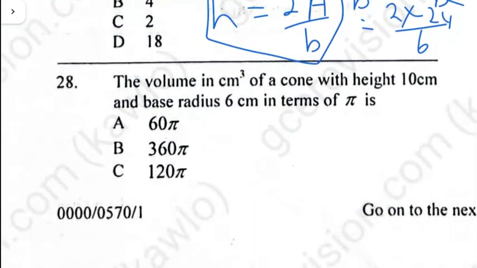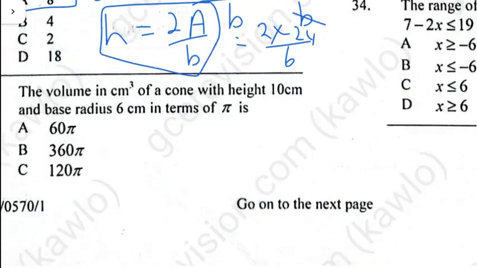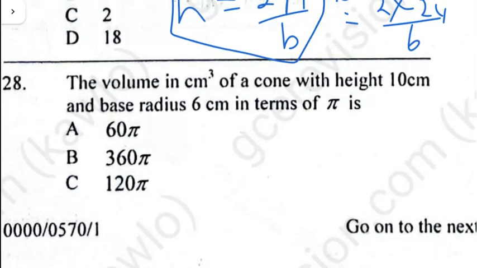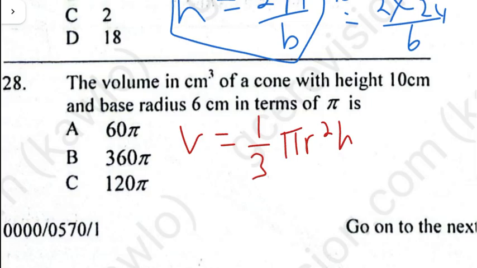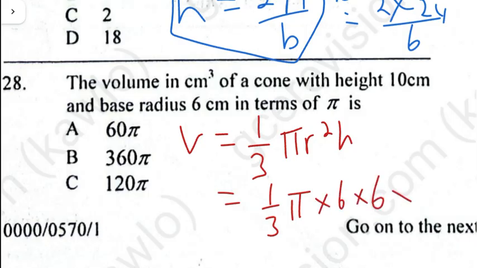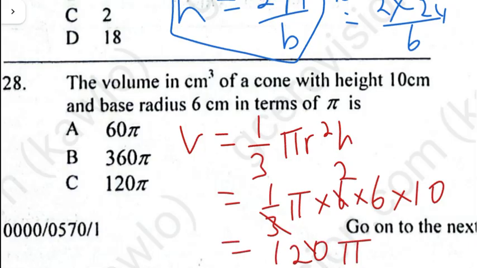Question 28. The volume of a cone with height 10 centimeters and base radius 6 centimeters, in terms of pi, is... So how do we get the volume of a cone? The volume of a cone is given by 1/3 the volume of a cylinder, which is pi radius squared times height. So this gives us 1/3 pi times 6 times 6 times 10. 3 goes into 6 twice, so 2 times 6 is 12, times 10 is 120 times pi. So our answer is 120 pi. That's question 28.